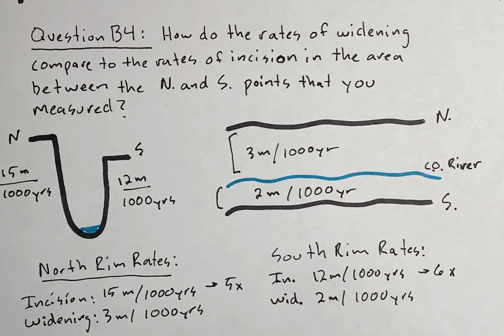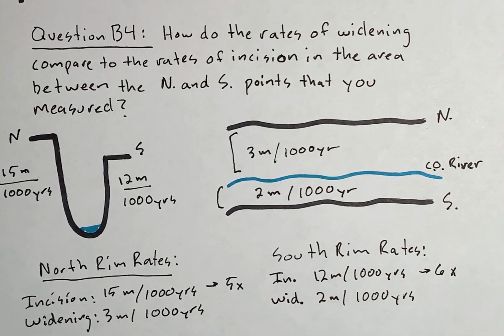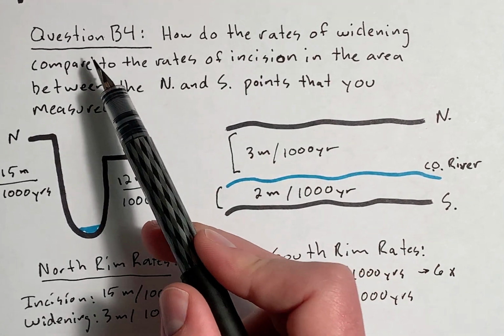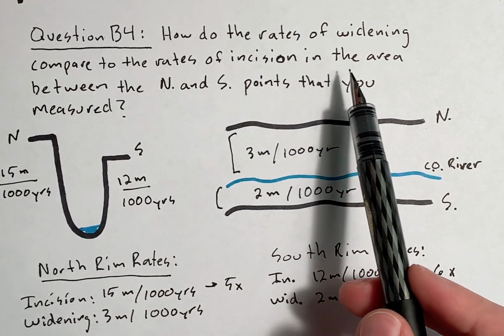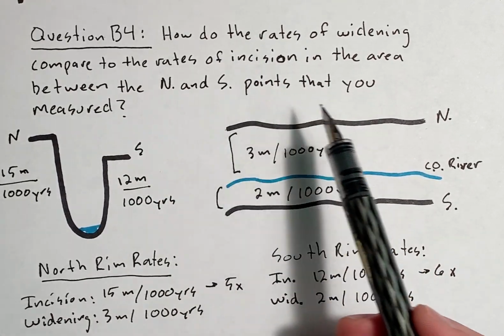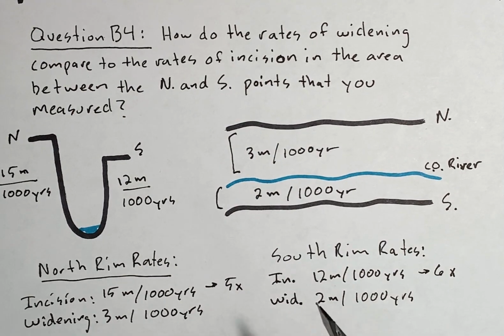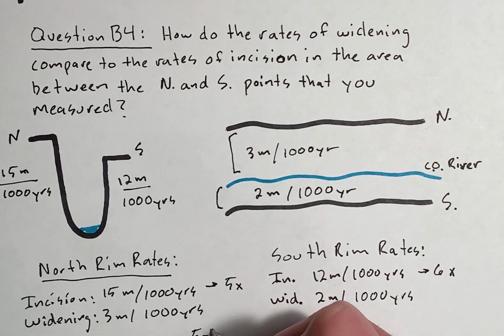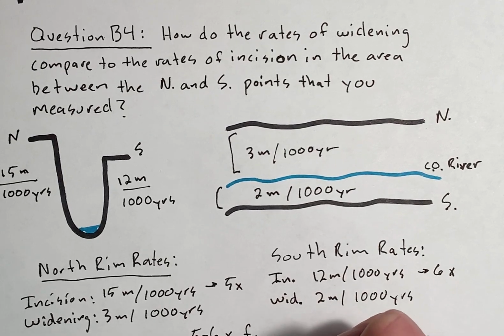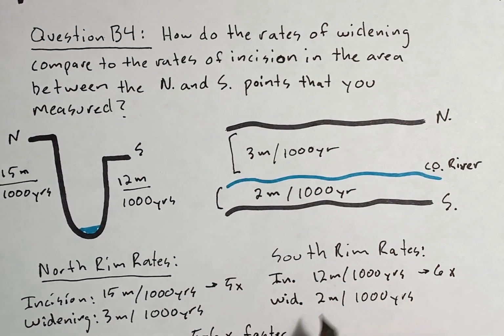So 6 times faster. So, to answer our question, how do the rates of widening compare to the rates of incision in the area between the north and south points that you measure? Well, they compare in that the rates of incision are between 5 and 6 times faster than the rates of widening.